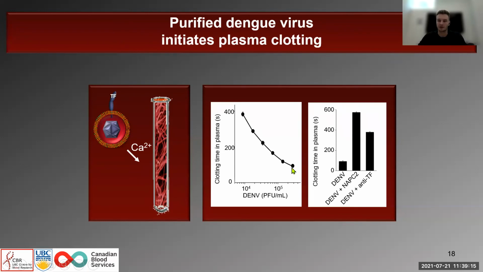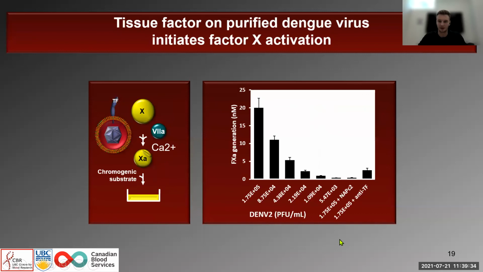And so the same inhibitors that Michael has mentioned were employed here as well, with NAPC2 lengthening the plasma clotting time to the cutoff for this experiment, which is 300 seconds in our lab. The anti-tissue factor antibody also increased the clotting time, though not to the same extent as NAPC2. Next slide, please. Thank you.